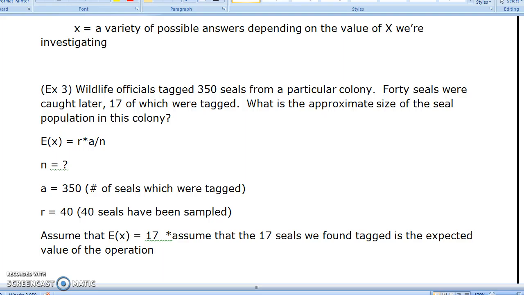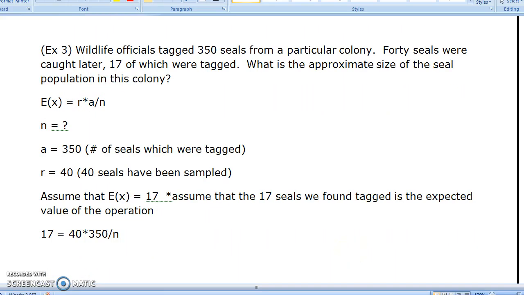So we found 17 out of 40 of them were tagged. Let's make the assumption that that 17 is the expected value, that it was not a fluke result, but that it was in fact a value that we should expect. And then we can simply solve this equation by substituting, right? 17 will take the place of E(X). R is 40, A is 350, and we divide by n. So 40 times 350 divided by n is going to be our equation here.